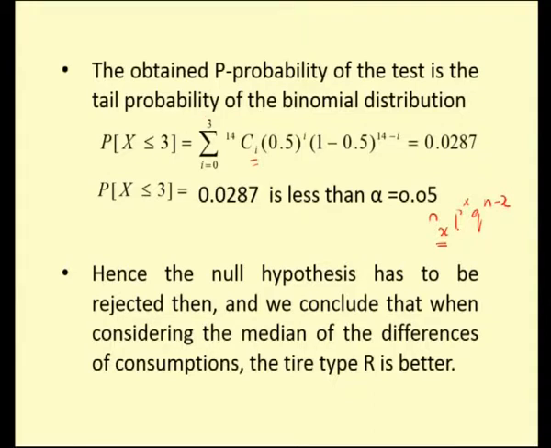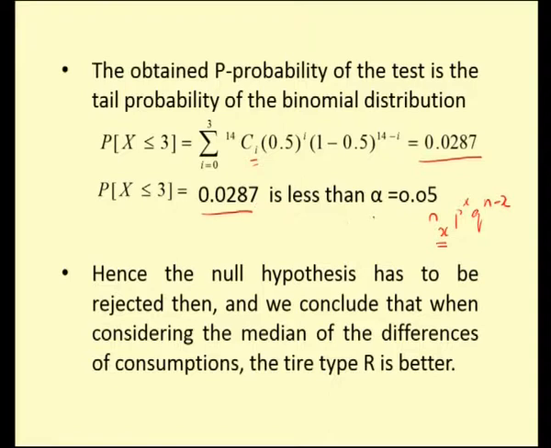For the binomial distribution, I have said that in this case the differences are equal, so p is equal to 0.5 and q is nothing but 1 minus p. Calculating the probability values, finally you land up with the probability that x is less than or equal to 3 being 0.0287. How to work this out I have given in example 1.